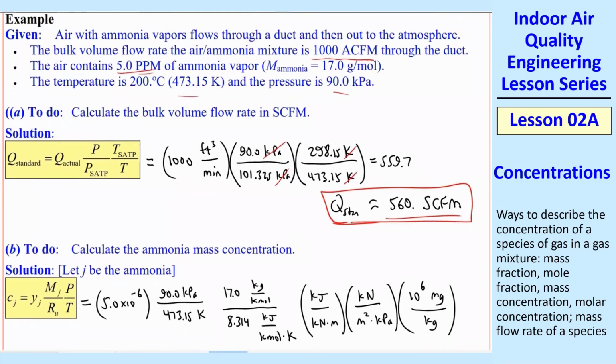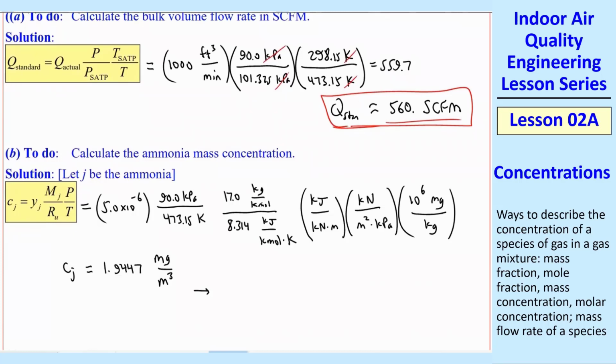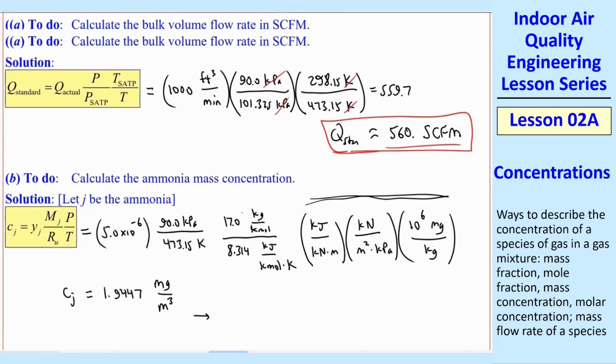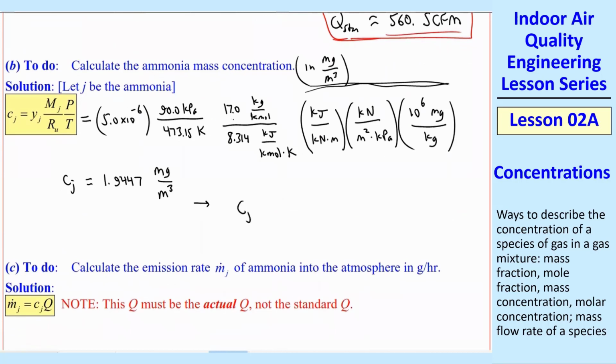Notice I had the molecular weight of ammonia was 17.0 gram per mole, but I put it as kilogram per kilomole. That's always fine to do as long as you keep both top and bottom the same, either gram per mole or kilogram per kilomole. And then these are all unit conversions that you should be familiar with. Kilojoule is a kilonewton meter, kilonewton per meter squared is a kPa, because a newton per meter squared is a Pascal. And then of course 10 to the 6 milligram per kilogram, and I wanted my answer in milligram per meter cubed. And so to 3 significant digits, I would write my answer as 1.94 milligram per meter cubed.